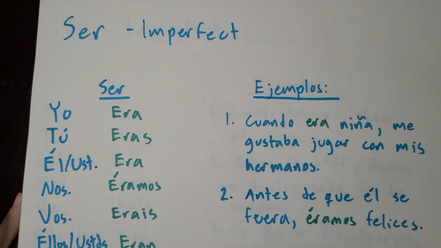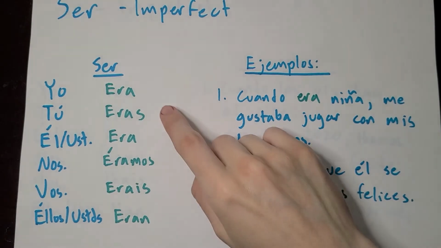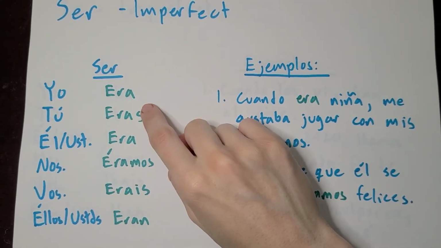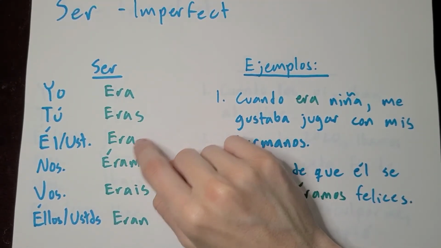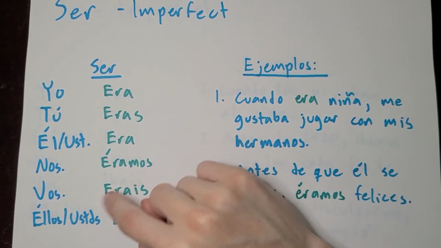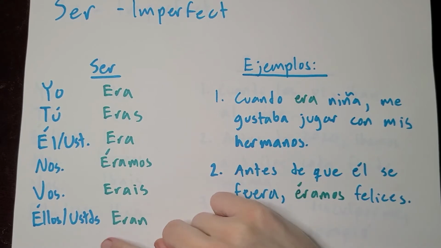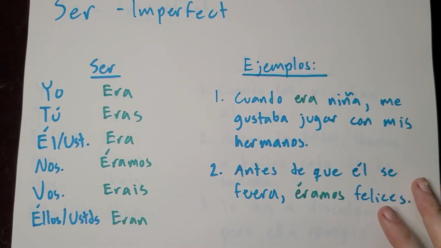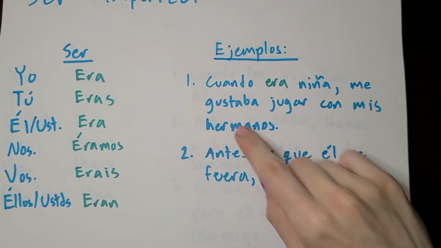Okay, so ser. The conjugations for ser in the imperfect tense are yo era, tú eras, él or usted era, nosotros éramos, vosotros erais, ellos eran. And here we have 2 examples.